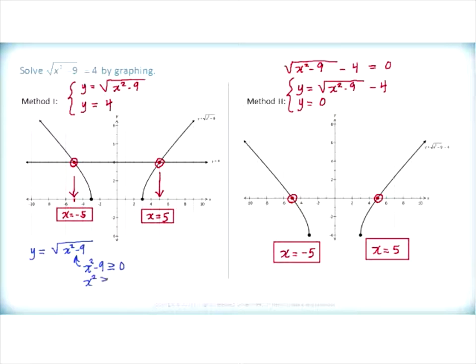That means x squared has to be greater than or equal to 9. In order for this to happen, x has to be greater than or equal to 3, or x has to be less than or equal to -3. And that's why you have these endpoints here at -3 and +3 on your graph. And similarly for the other function as well. The endpoints occur at -3 and +3.